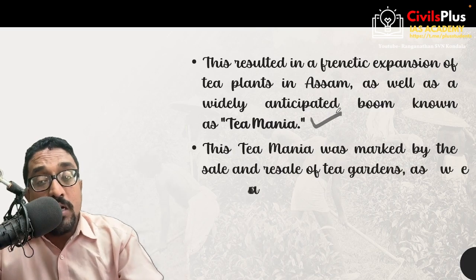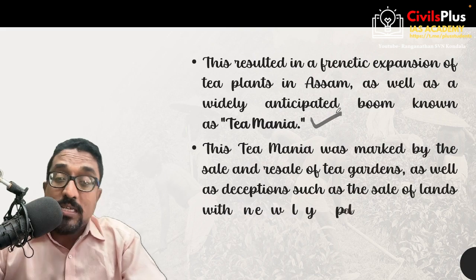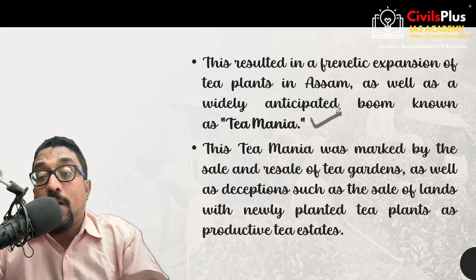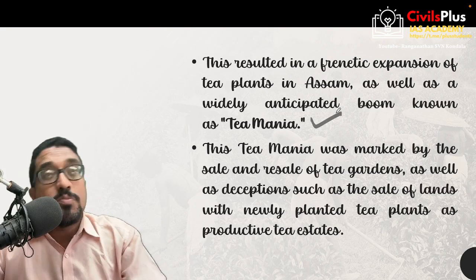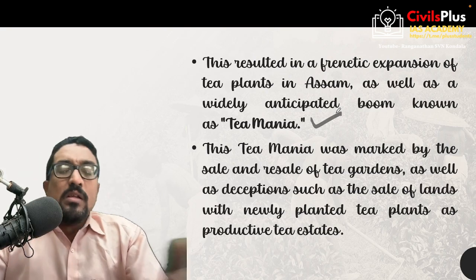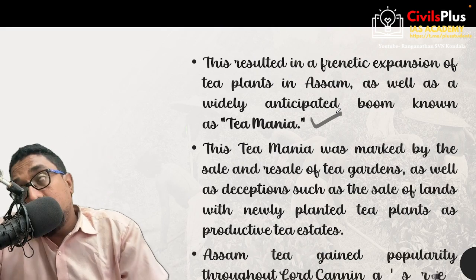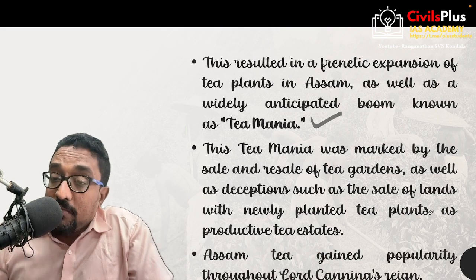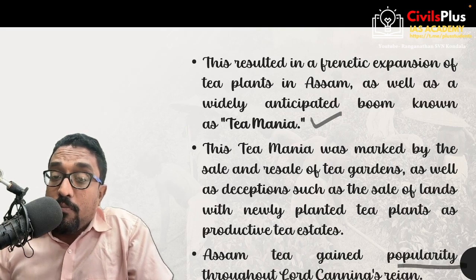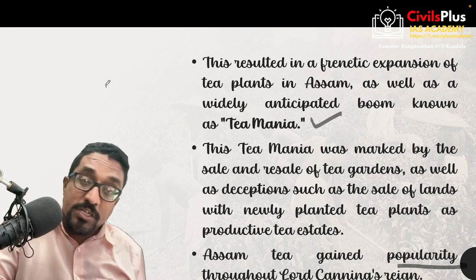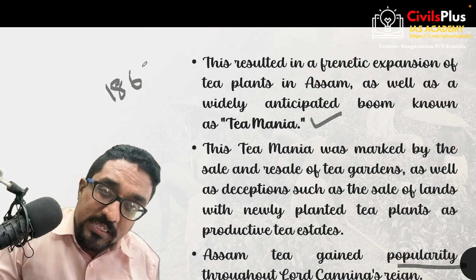The tea mania was marked by resale of tea gardens, as well as deception, such as sale of lands with newly planted tea plants as productive tea estates. Even Britishers were doing this cross-selling, reselling lands, etc. All sorts of things happened. Thanks to tea mania, Assam tea became the most popular export commodity of the British by 1869.